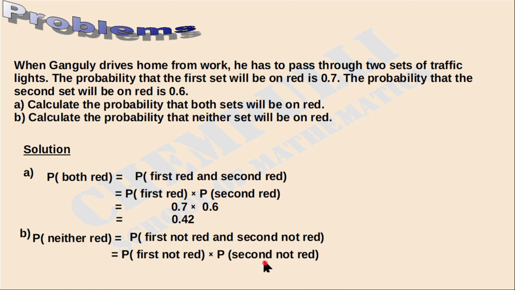Then how can we find the probability of second not red? We know the probability of second red is 0.6. The maximum probability is 1. From 1 subtract this 0.6, because the remaining part is not red. So we get 1 minus 0.6, which is 0.4. Then we get the answer like this: 0.3 times 0.4. What is the answer? 0.12.